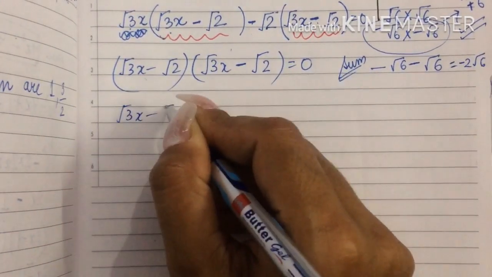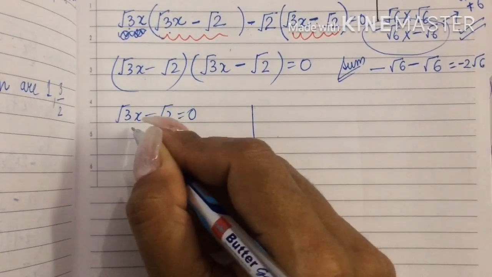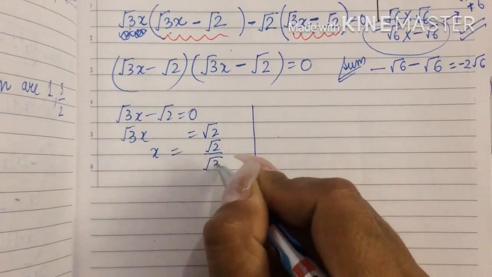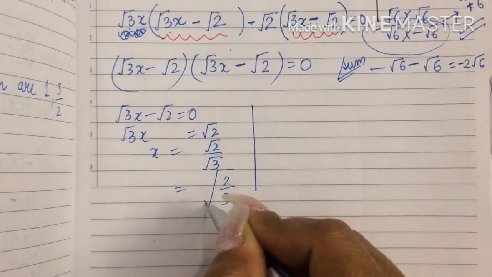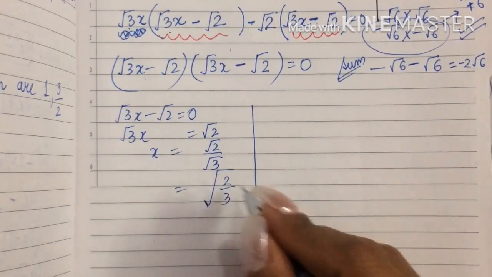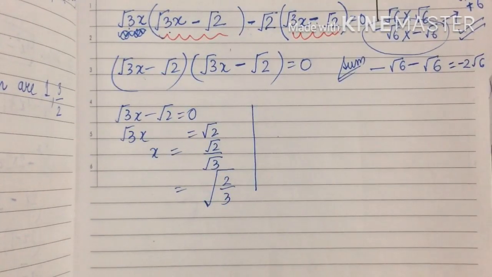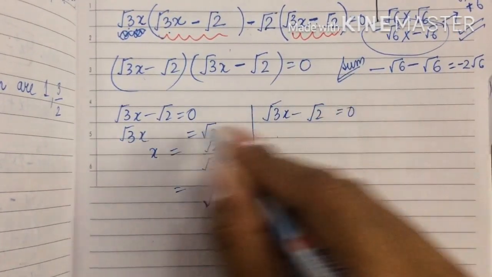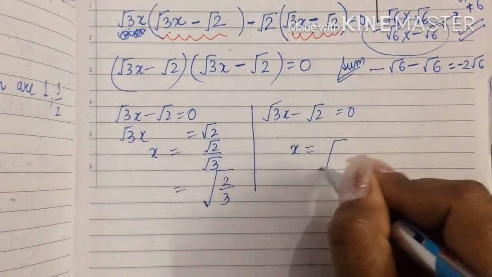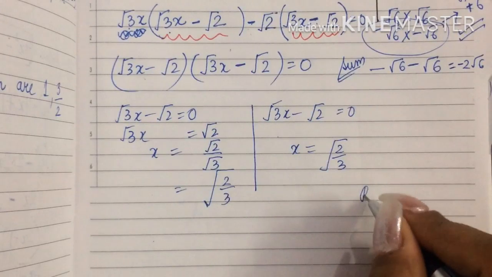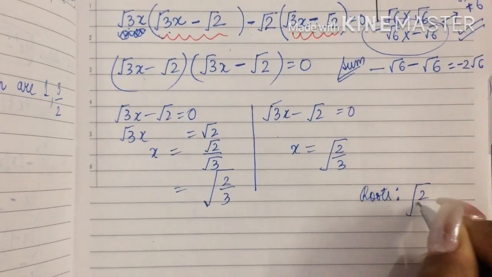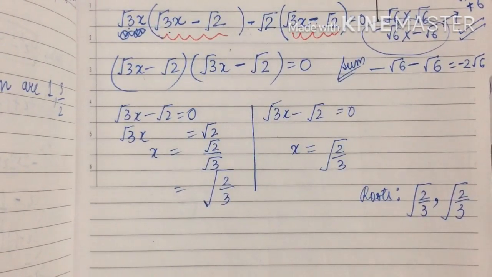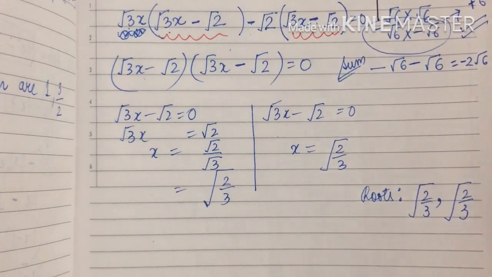Taking the first linear factor equal to 0, root 3x will be equal to under root 2, x will be equal to under root 2 by under root 3. You can also write it as 2 by 3 under the root. If you want, you can rationalize the denominator. I am leaving it as such. Taking the second linear factor equal to 0, because it's the same, on solving the answer will be the same as the first one. So roots are under the root 2 by 3, under the root 2 by 3. Equal factors or equal roots.